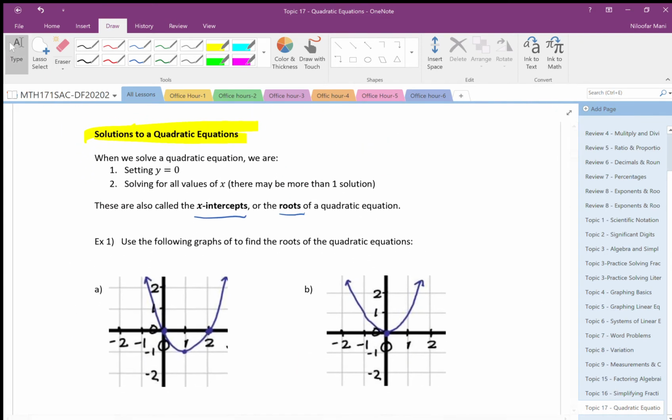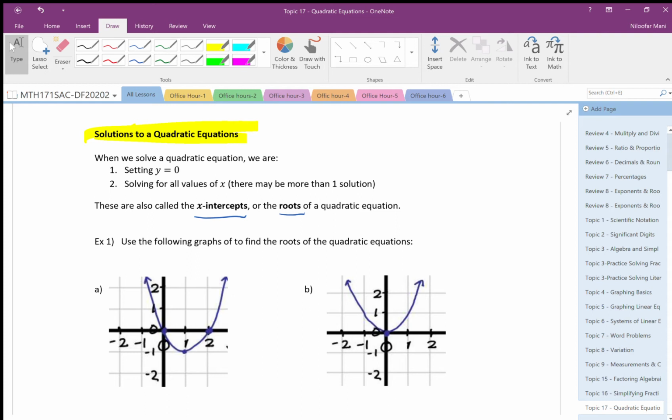Now, the solution to quadratic equations. When we say we want to solve a quadratic equation, it means we set y equals 0 and we want to find those x values that make y equal 0.